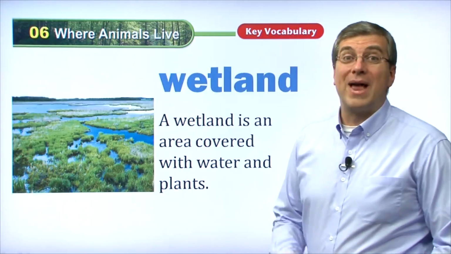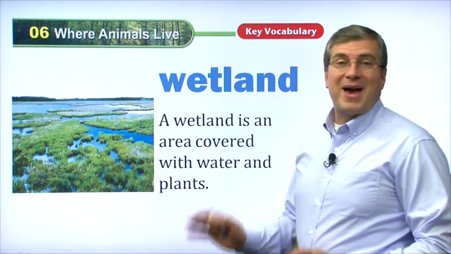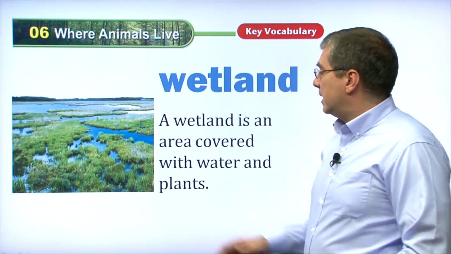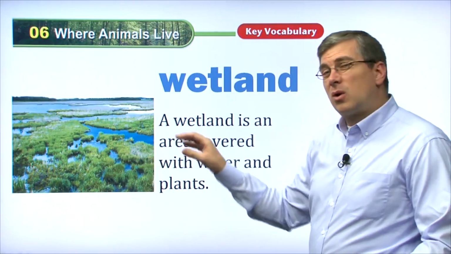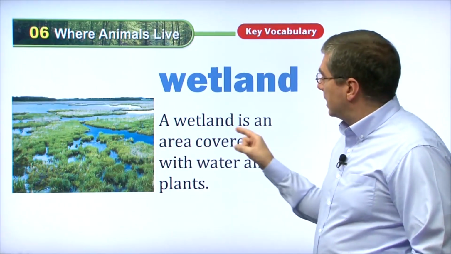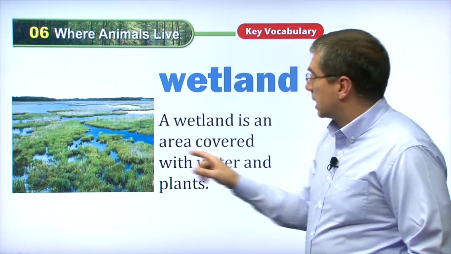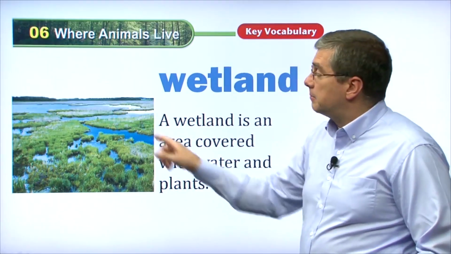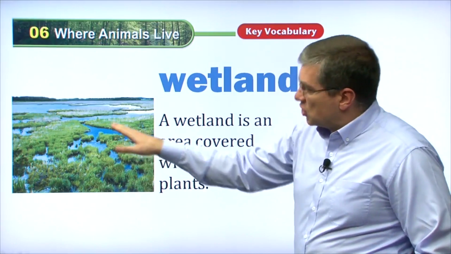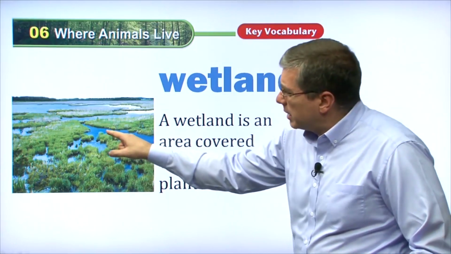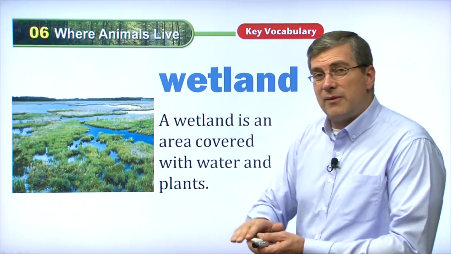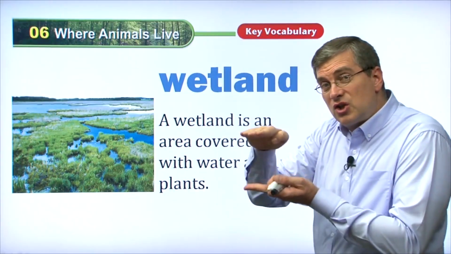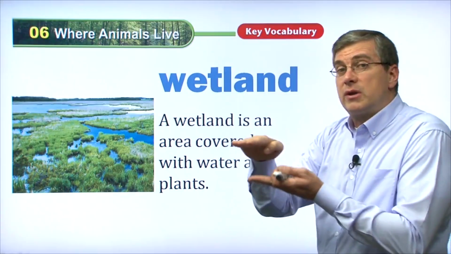Okay, it was too cold in the Arctic. Let's move on to a wetland. A wetland is a special type of habitat because it's a mixture of water and plants or a little bit of land. A wetland is an area covered with water and plants. So wetland, sure, there's water there, but the land is not too far underneath the water. The water is not very deep. The water is usually shallow in a wetland for most of the wetland.